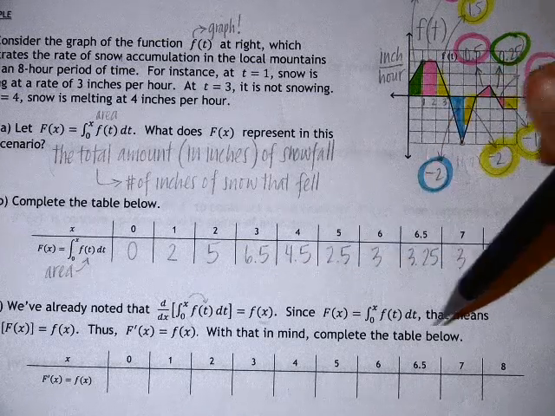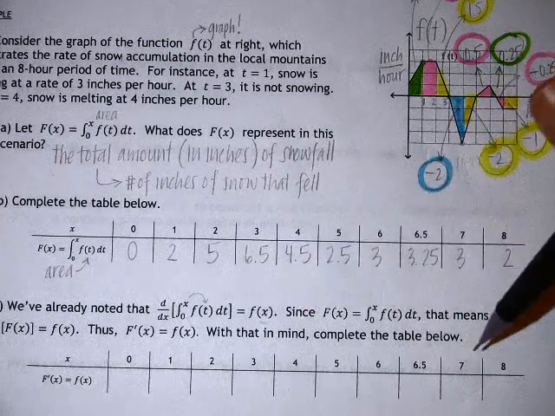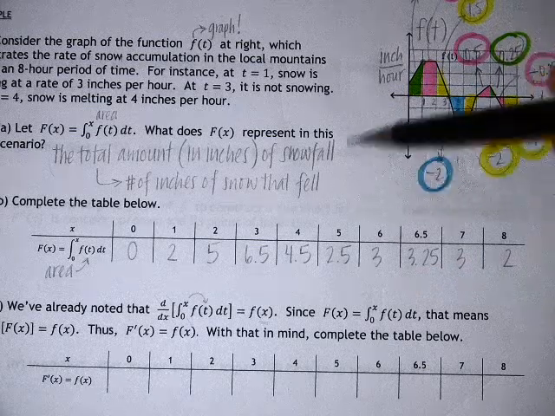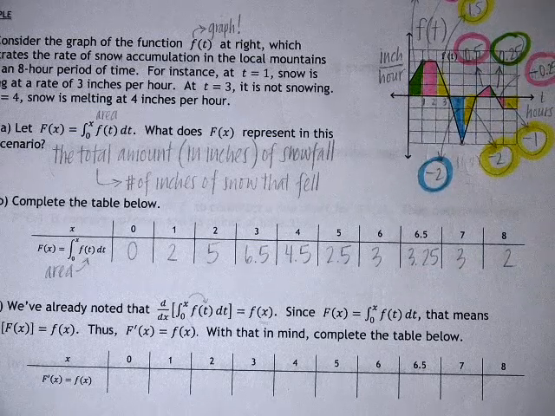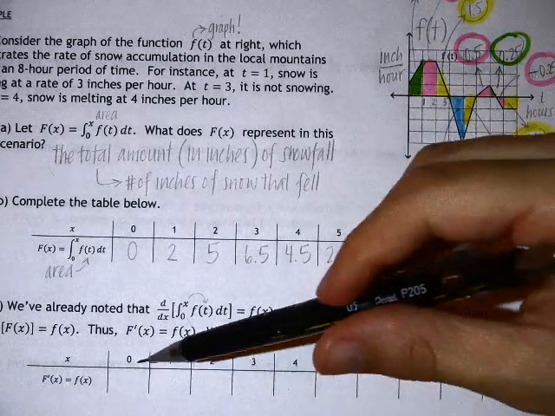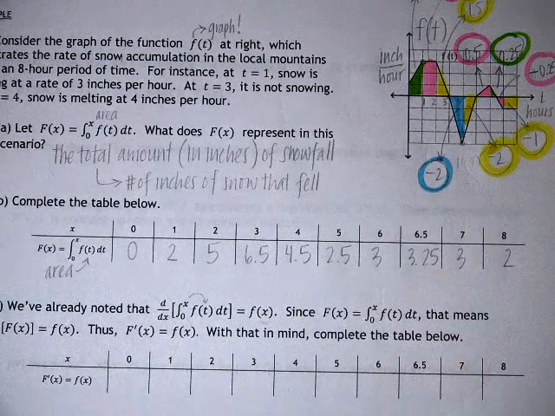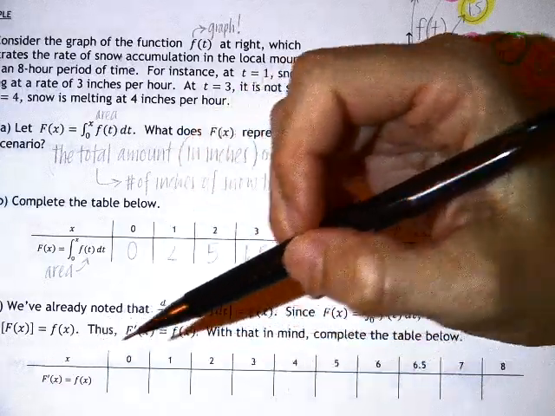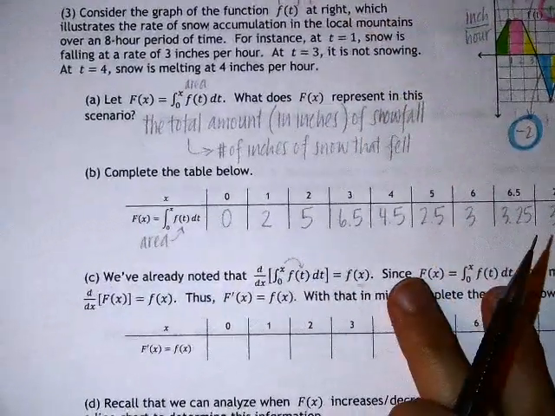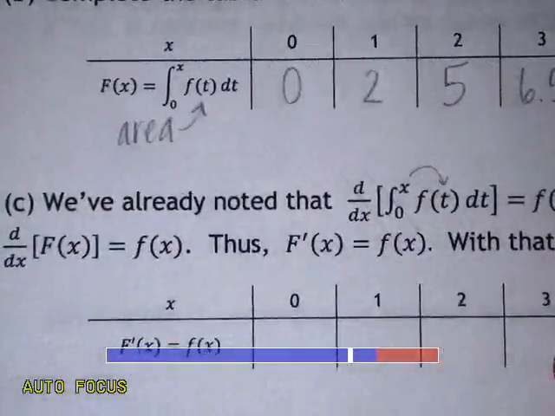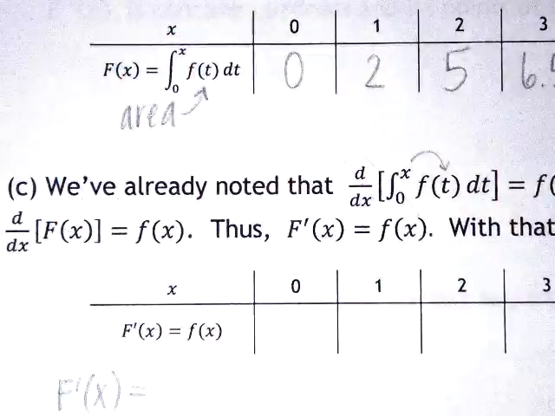Now, you might be wondering where that's coming from. Like, why does that have anything to do with this snowfall problem? Why does that have anything to do with the area? Think about what this table, though, wants you to find. This table wants you to find big F prime. And we are reiterating here that if we need to find big F prime, we need to go back to what we already know about big F.